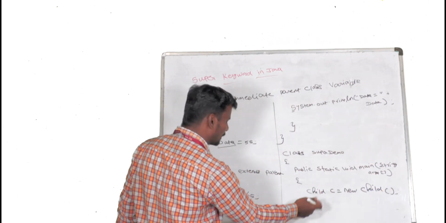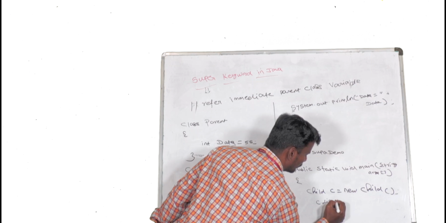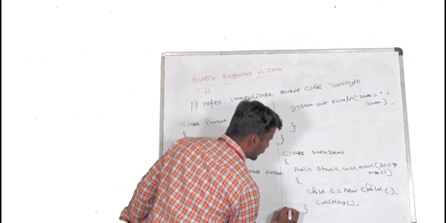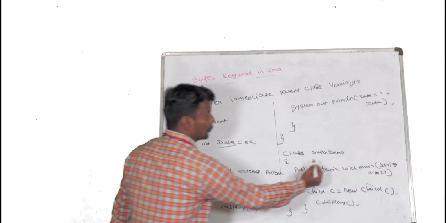Now by using that object, we invoke this method: c.display. Now close the main method and then close the class. Now we have to save this file by using the class name, SuperDemo.java.